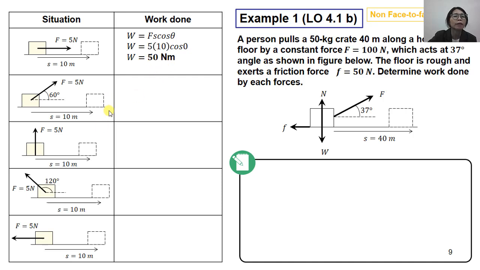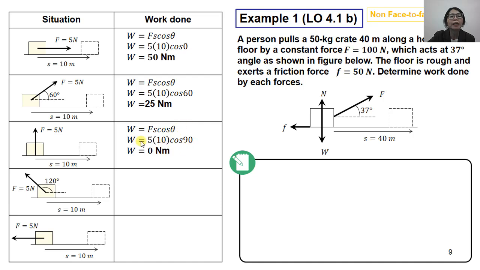Anyhow, for this situation, the angle between the force and the displacement is 60 degrees. So I put it into the equation, and I will find out that my work will be positive 25 Newton meter. Then if my force applied now is perpendicular, 90 degrees to the displacement, then I'll find out that my work done will be 0 Newton meter.